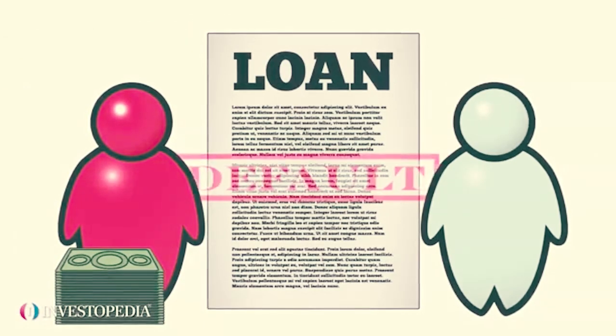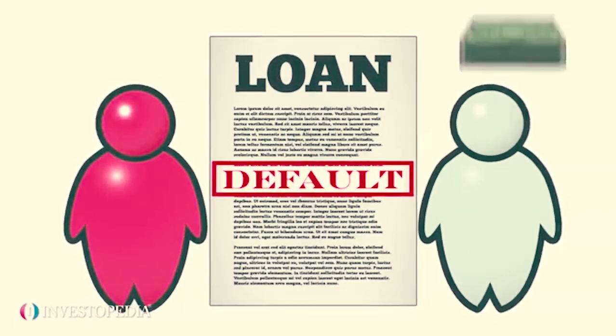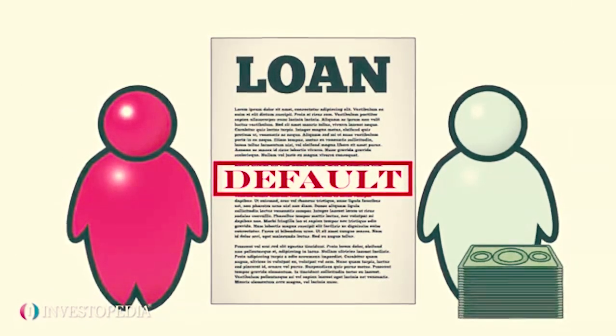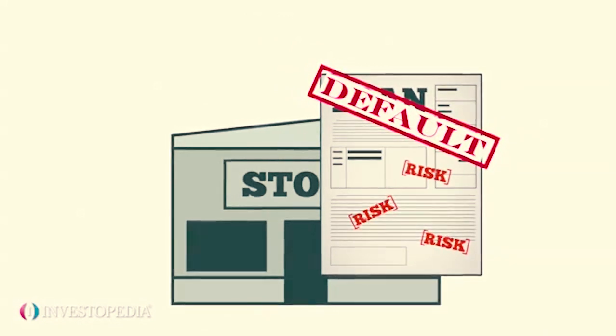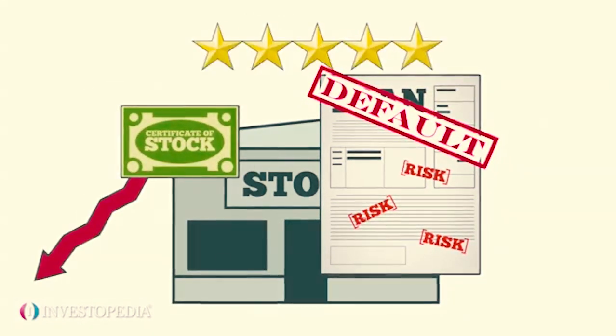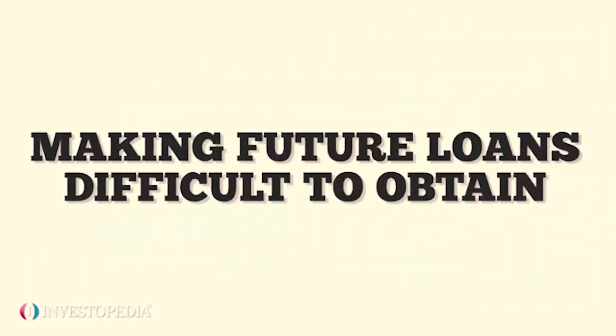While defaulting on a loan might not be against the law, creditors usually have a right to retrieve their money through some means if the debtor breaks the agreement. Companies that default on a loan take great risks. Their stock values can plummet, their reputations can be tarnished, and their credit ratings can fall, making future loans difficult to obtain.